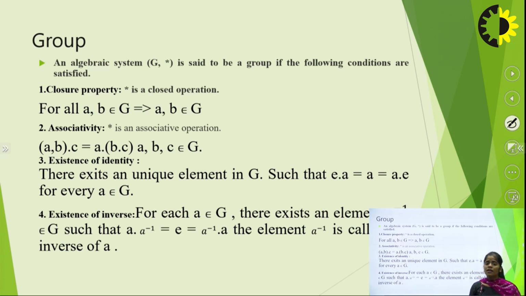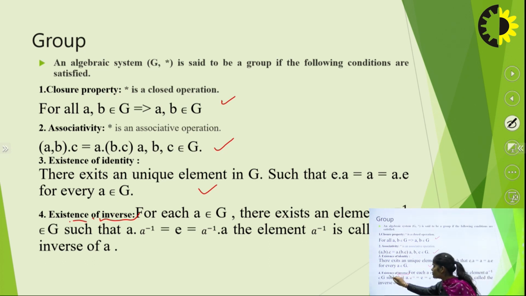The 3 properties are the same as in monoid: closure property, associative, and existence of identity element. And one more property is added here, that is inverse, the existence of inverse. So the first property is closure property, as we discussed already. Second is associative, third one is identity, and last one is existence of inverse.